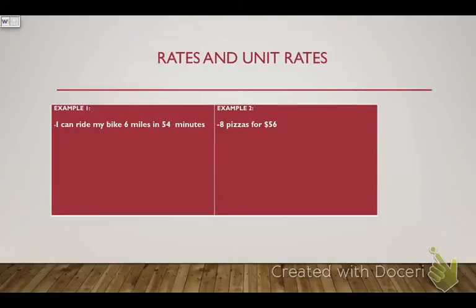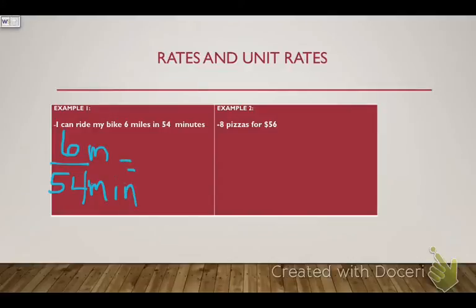So let's look at two examples. The first example is I can ride my bike 6 miles in 54 minutes. So let's write it as a ratio: 6 miles to 54 minutes. Forgive my handwriting. My finger doesn't always do the right job there. Let's try it again. Minutes, abbreviated.